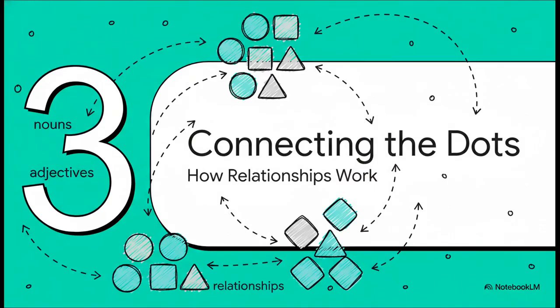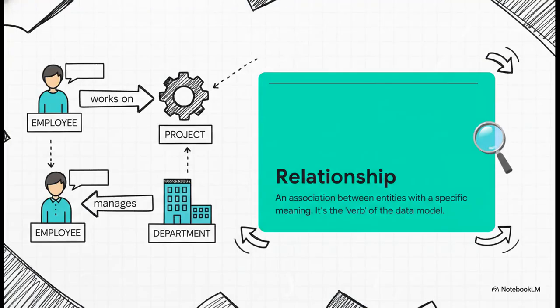Okay, so we've got our nouns, the entities, and we've got our adjectives, the attributes. But right now they're just kind of floating around, not connected to anything. The real magic, the thing that makes it all work, is how we connect them. And for that, we need verbs. A relationship is the verb of our data model. It's the action word that links our nouns together. An employee works on a project. An employee manages a department.